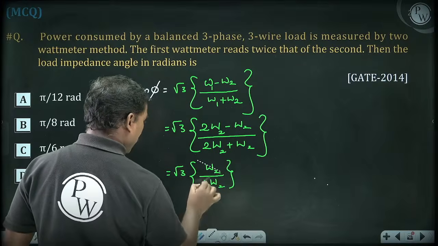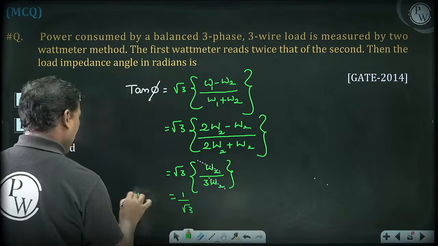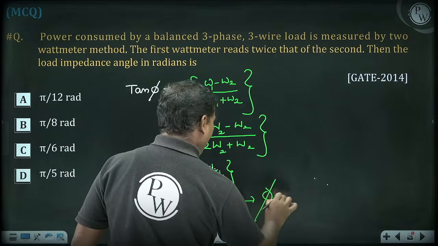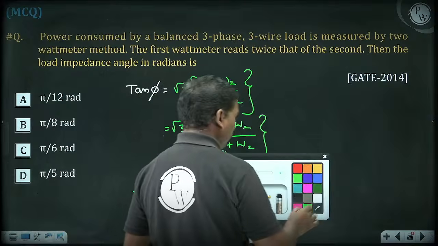So root 3 into W2 divided by 3W2, and W2 gets cancelled. So 1 by root 3. So tan phi is equal to 1 by root 3. That means phi is equal to 30 degrees, but he is asking for radians. So what is the answer?